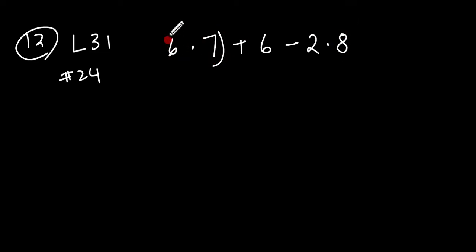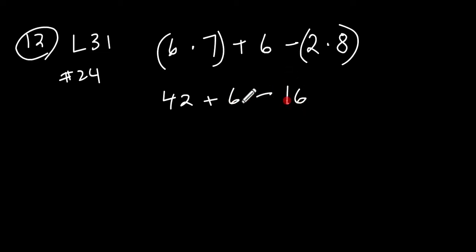If you have multiplication or division, you should put parentheses around them so that you do them first. You could get tempted to add numbers before you do multiplication. So put the parentheses around there. So we get 42 plus 6 minus 16, and we get 32. That was pretty easy.